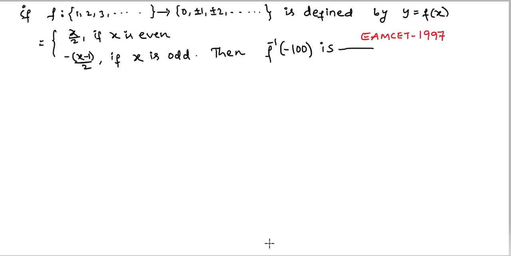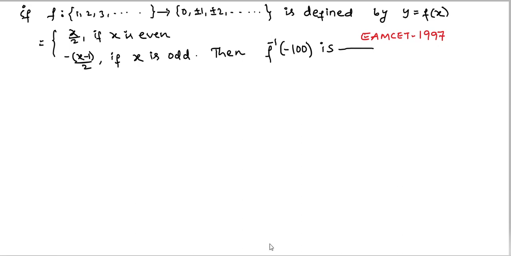If f maps {1, 2, 3, ...} to {..., -2, 0, plus or minus 1, plus or minus 2, ...} is defined by y equal to f of x equal to x by 2 if x is even, minus of x minus 1 by 2 if x is odd, then f inverse of minus 100 is dash. This is EAMCET 1997 question.